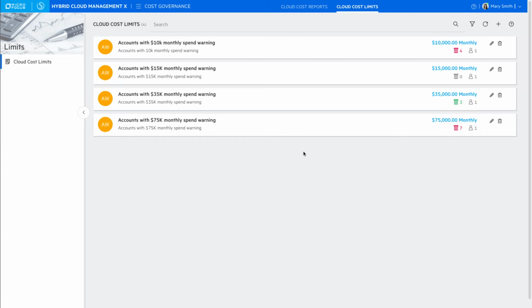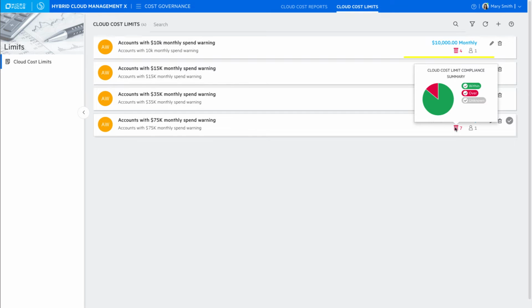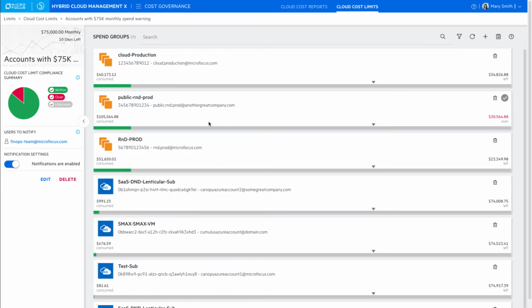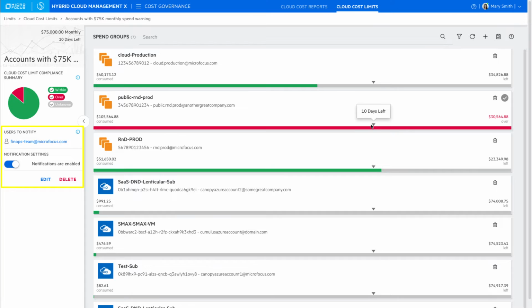So let's drill into the spend limit for 75K per month, because the red notification icon here signals that at least one account has gone over its limit. And not surprisingly, it is the AWS account starting with 3456, which we previously already identified as the main culprit for our recent overspend. So we can easily see by how much they have crossed their limit and also how many days they have left in the period. Now, when an account goes over its limit, we start sending out email notifications to stakeholders. And you can, of course, easily configure who gets these notifications here on the left.